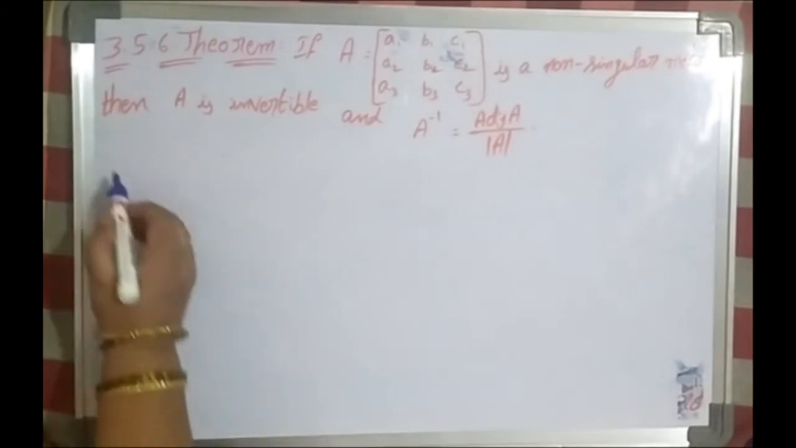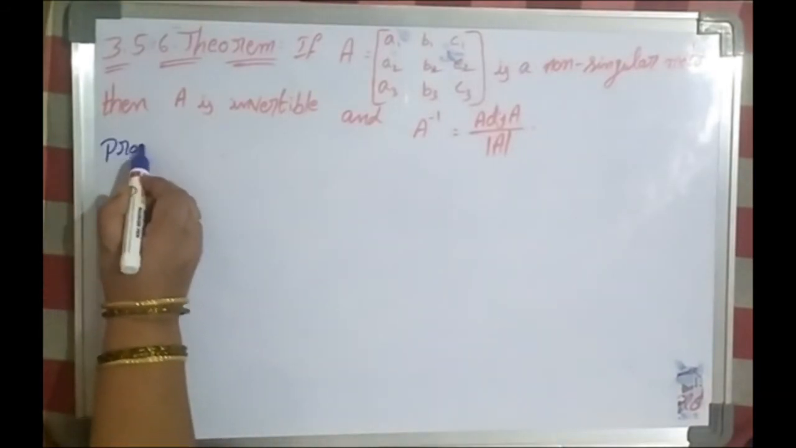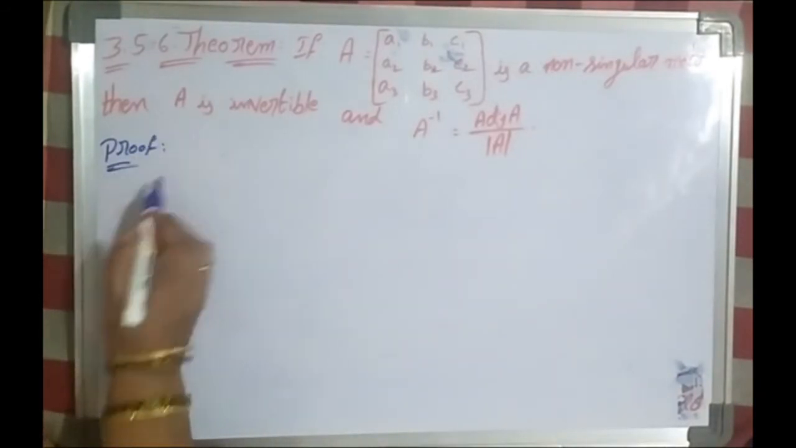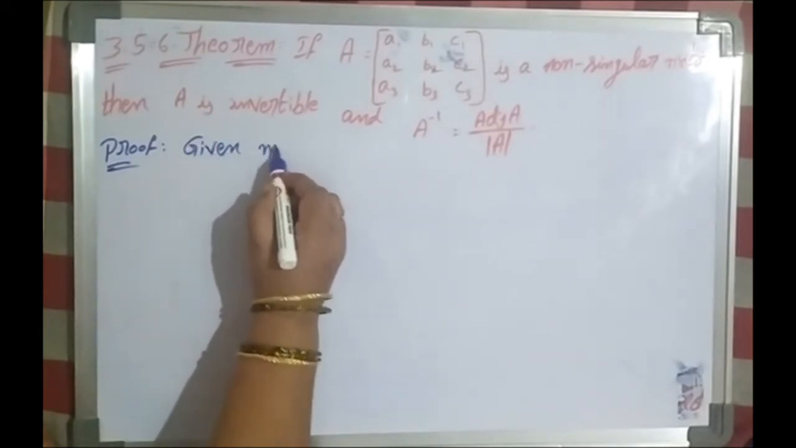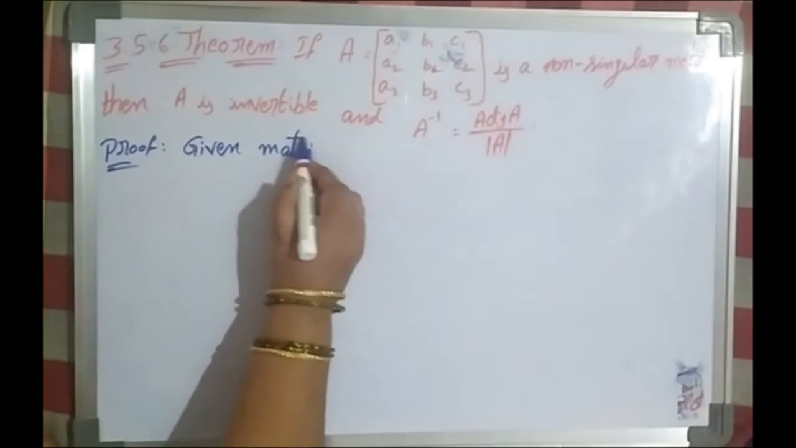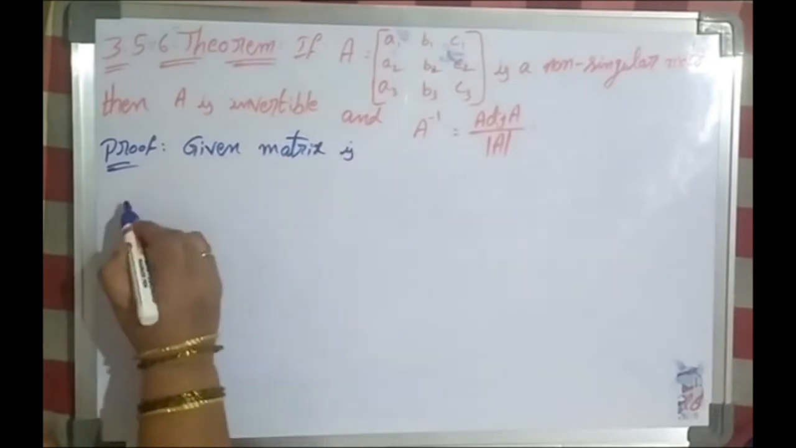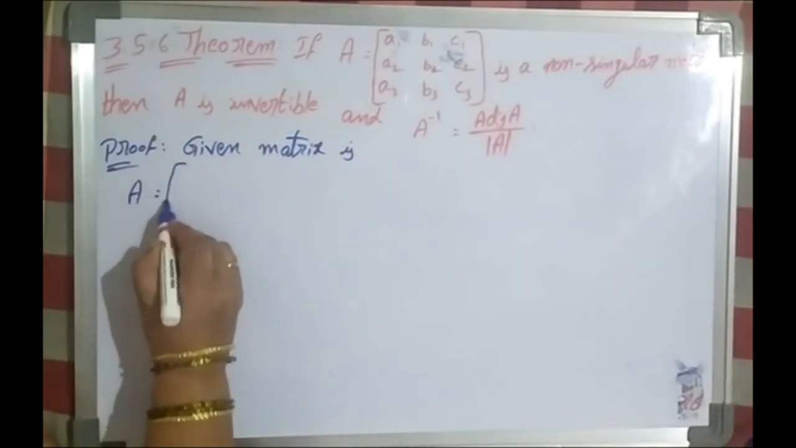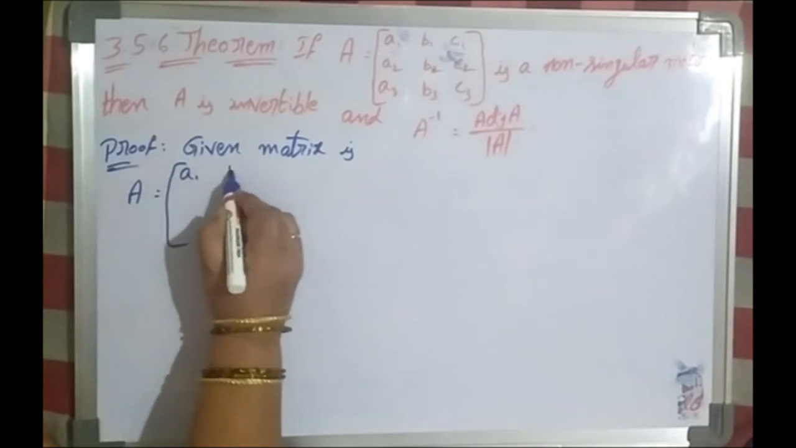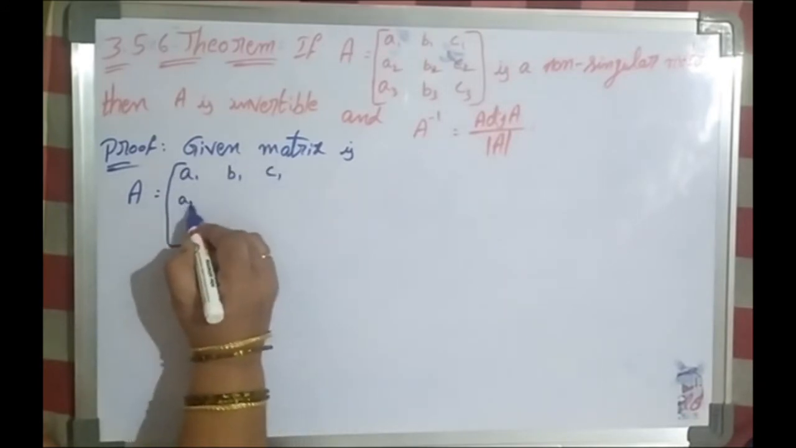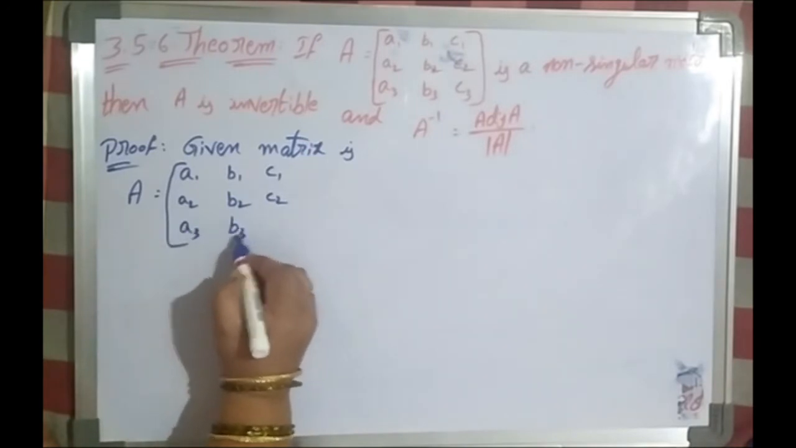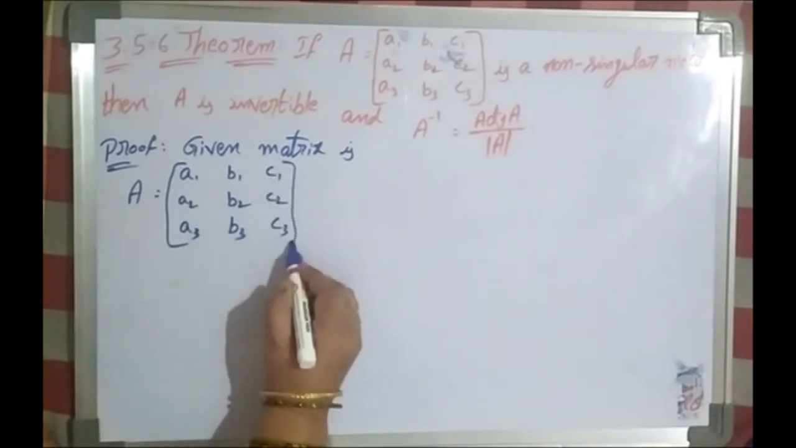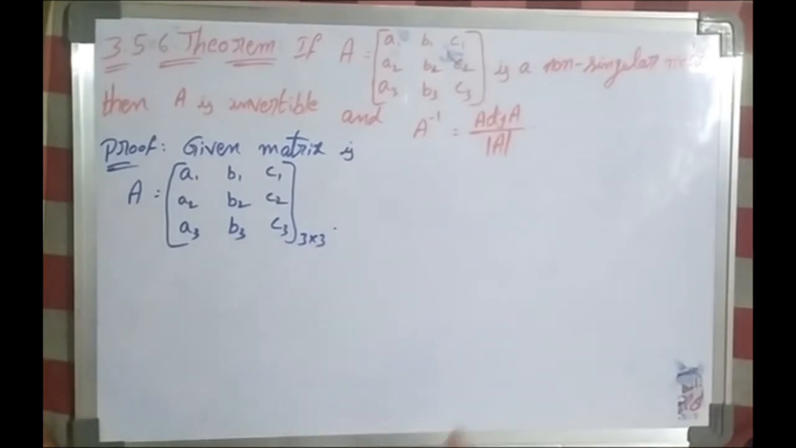Next we will go to the proof. First write down the given matrix. Given matrix is capital A equal to [a1 b1 c1; a2 b2 c2; a3 b3 c3]. This is a 3 by 3 matrix.